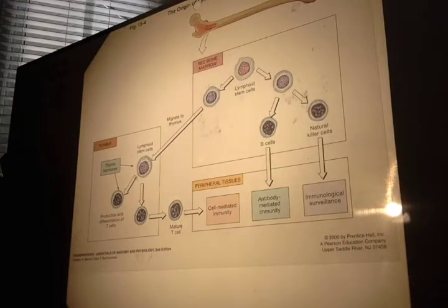Okay. All right. Everybody with me? Okay, so what's going to be on this next test? The heart, the blood vessels, and the lymphatic system.